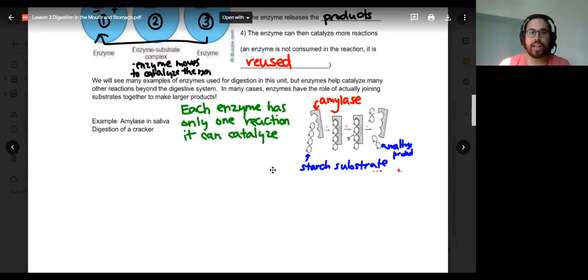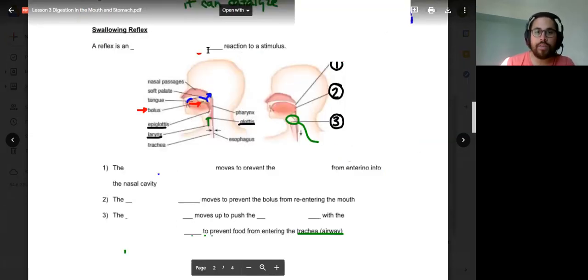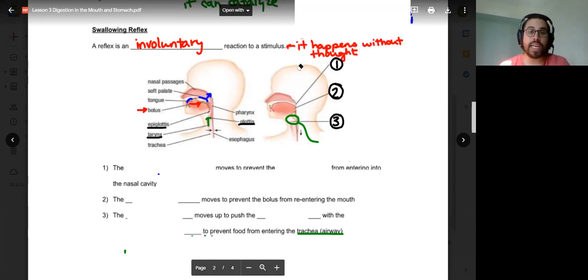Alrighty, let's take a look at the swallowing reflex, because believe it or not, the reflex that we call swallowing is what's called involuntary. It's a reaction to stimulus, meaning it happens without thought. Most people can control the reflex. Like right now, everyone, you can swallow saliva or the food that you're eating. But when you're actually chewing and eating food, you don't actively think, okay, chew, chew, chew, time to swallow. You can train yourself to chew a little longer, but the actual reflex itself is involuntary.